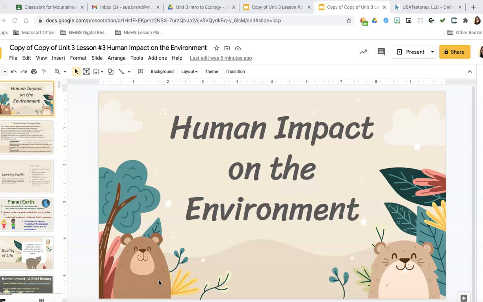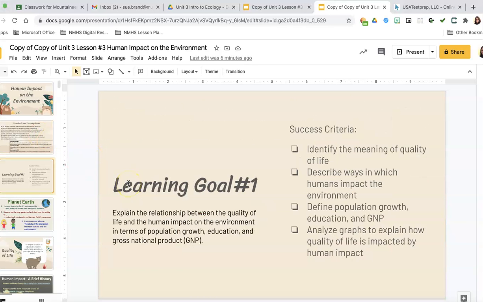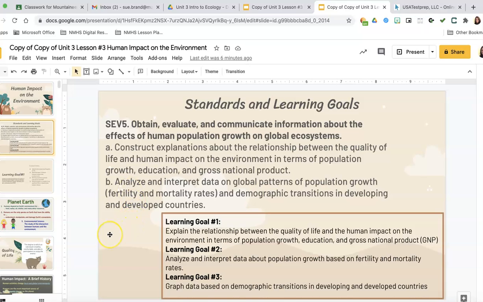Alright, so we are going to change topics and talk about human impact on our environment. So our standard says, obtain, evaluate, and communicate information about the effects of human population growth on global ecosystems. Construct explanations about the relationship between the quality of life and human impact on the environment in terms of population growth, education, and gross national product.